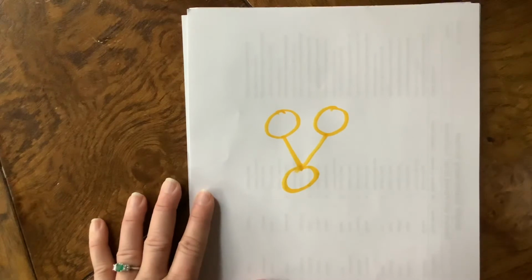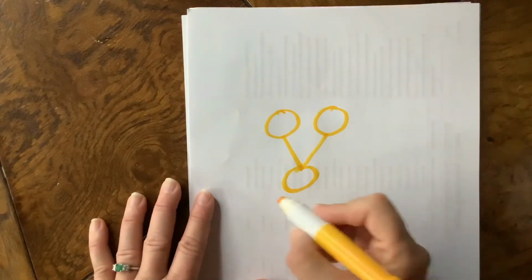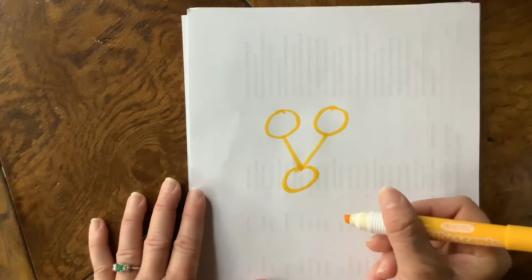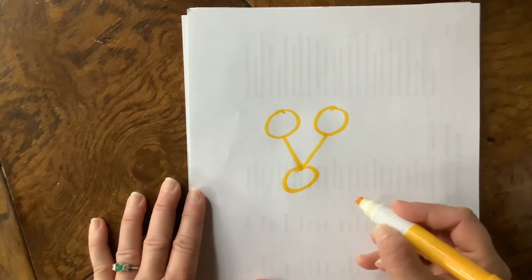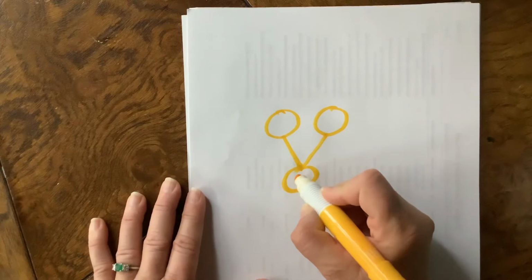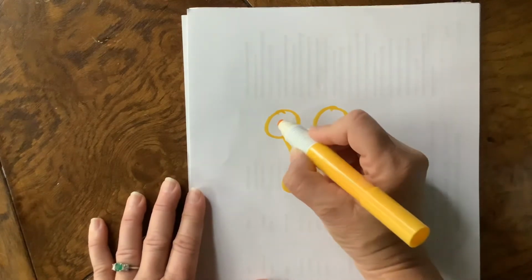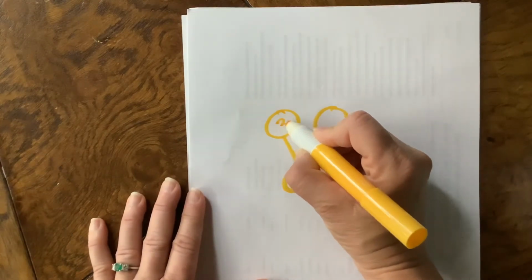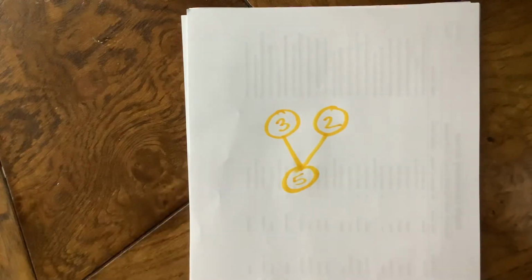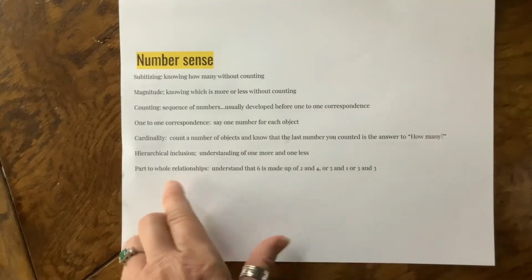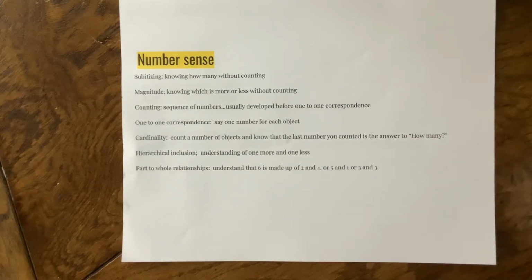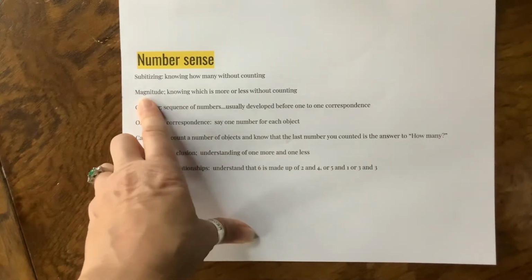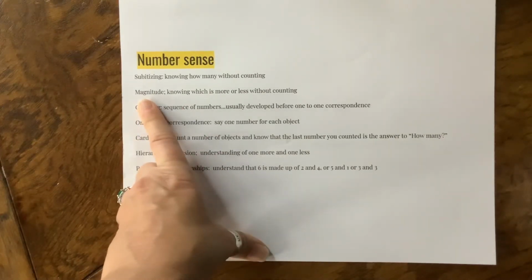This is what we call a number bond. We're using manipulatives in TK to show this, but you might see something like 5 is equal to 3 and 2. That's a number bond. All right, so it's coming back to number sense. So that's part to whole relationships. Magnitude, coming back up here, I skipped magnitude, knowing which is more or less without counting.